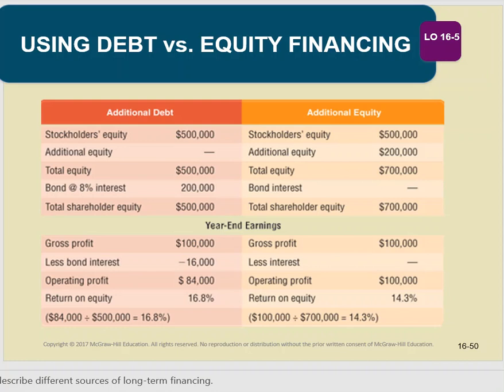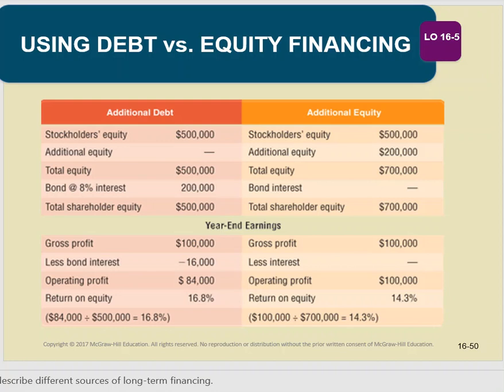So the shareholder equity started at $500,000 and it remains at $500,000. Well, the company made $100,000 of gross profit, but remember, they had to pay back the bondholders at 8% interest. Well, 8% of 200,000 is 16,000. So the gross profit of 100,000 minus the bond interest of 16,000 leaves the company with an operating profit of $84,000. If we divide operating profit by shareholders' equity, or 84,000 divided by 500,000, you see a return on equity of 16.8%.